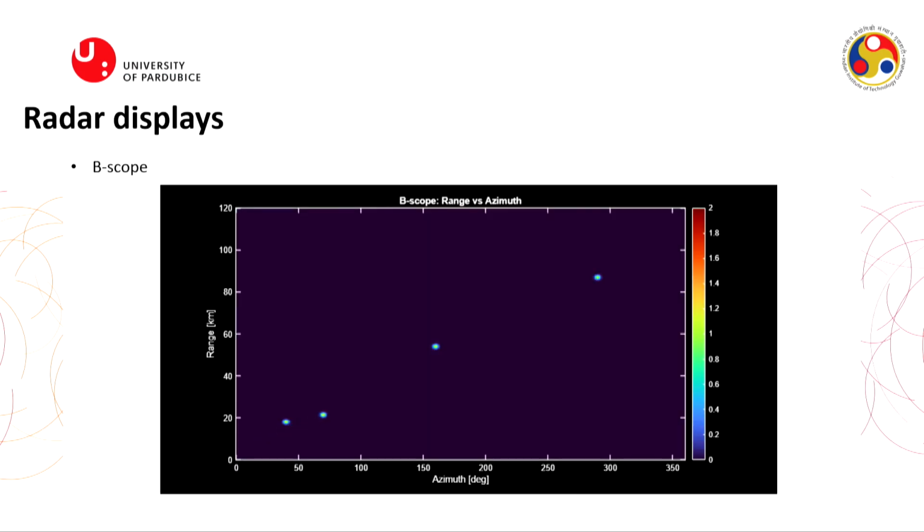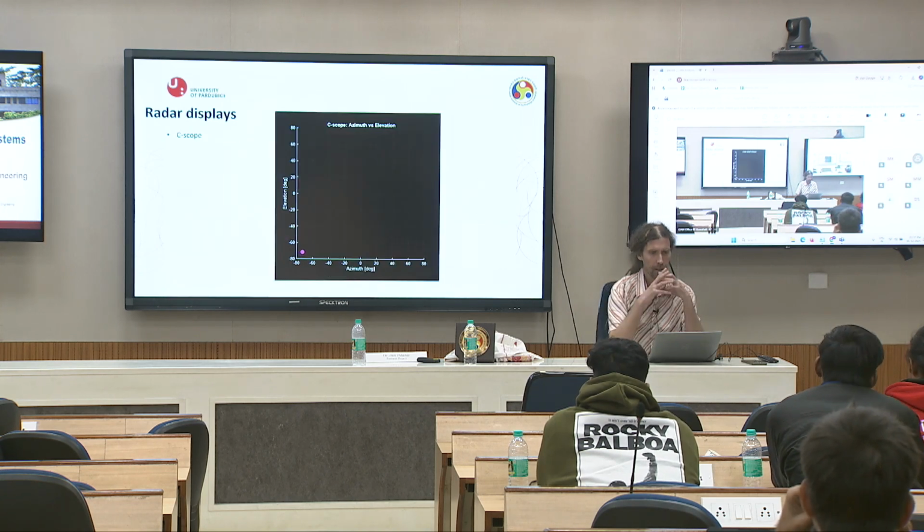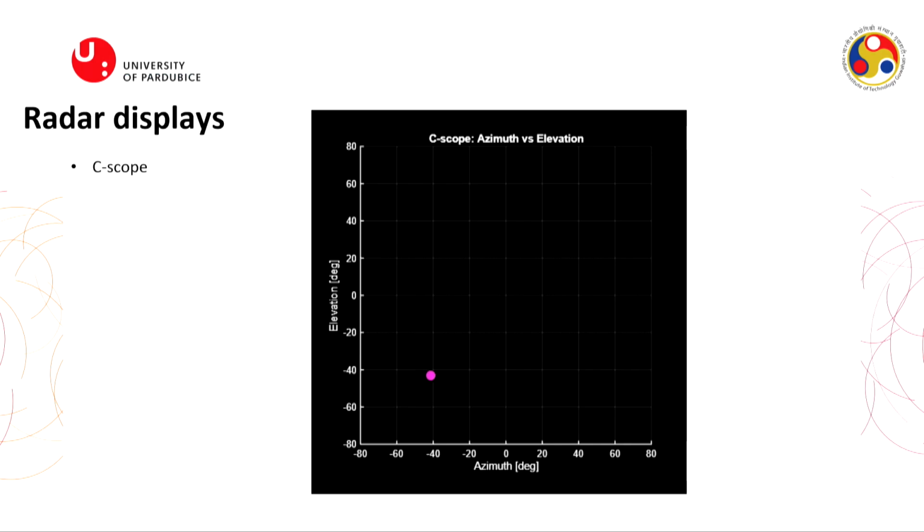Then we have the B scope. Again, three static targets and one is moving, azimuth and range, so you can see how it moves. By the way, this is not from a real radar, it is just my simulation, but it looks very similar. This is the C scope, azimuth and elevation, so you can see it just for one target.